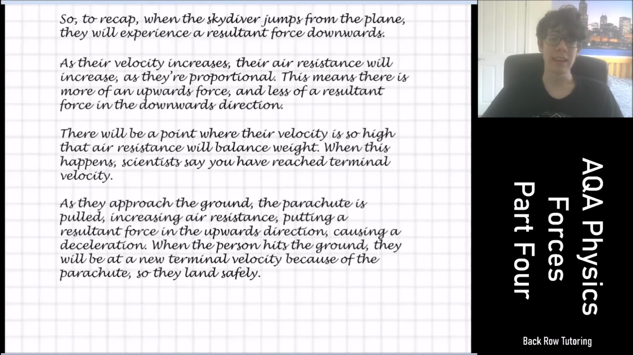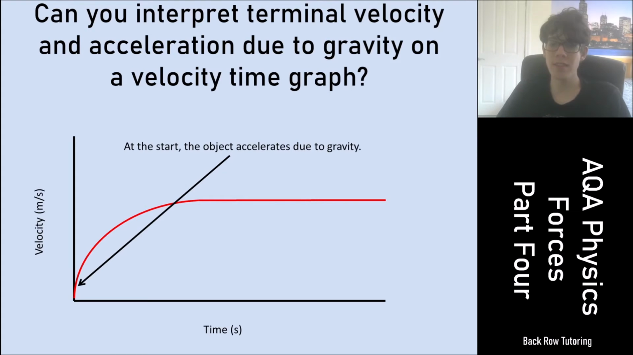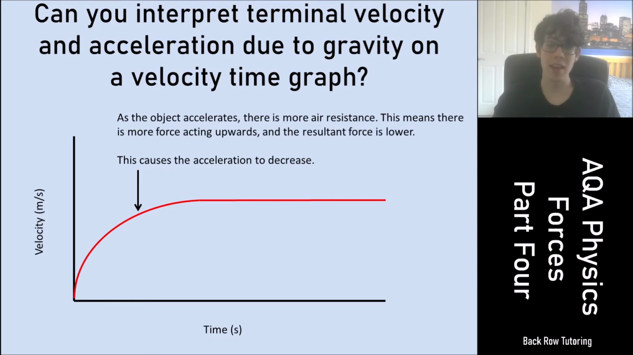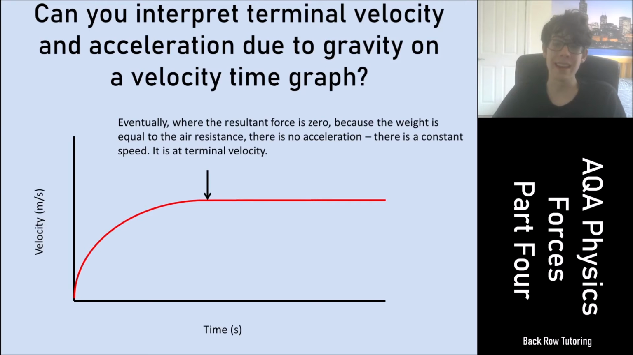So that explains the resultant forces and accelerations on someone who is skydiving. You can interpret terminal velocity and acceleration due to gravity on a velocity time graph. At the start, the object accelerates due to gravity. As the object accelerates, there is more air resistance. This means there is more force acting upwards and the resultant force is lower. This causes the acceleration to decrease. Eventually, where the resultant force is zero because the weight is equal to the air resistance, there is no acceleration. There is a constant speed. It is the terminal velocity.